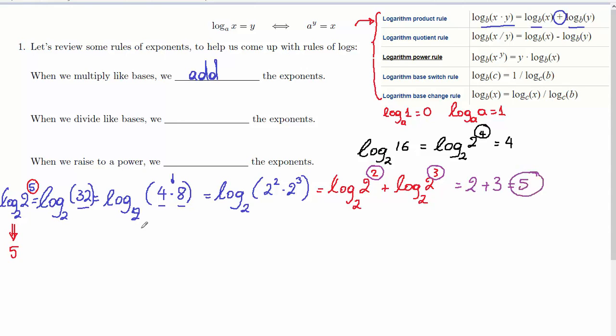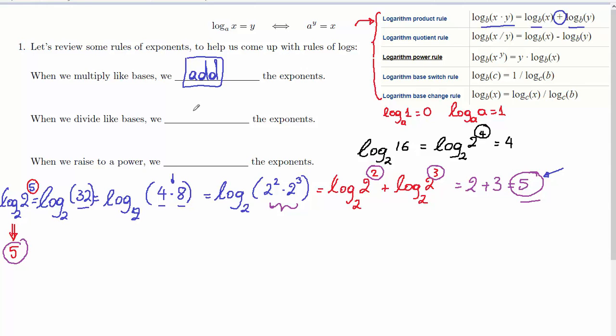Well, what do we have? If we take the log of 32 as 2 to the 5th, then we come up with the answer 5. If we take the log of 32, we split it, and we see it as a product of these two powers, then again the result is 5. So this by itself tells us that the property works. It holds. So whenever we multiply like bases, logarithms of like bases, then we add the exponents to get the answer. This is what this property tells us.